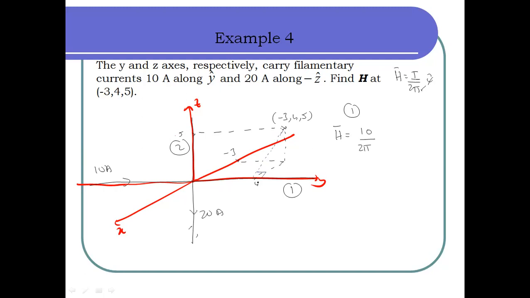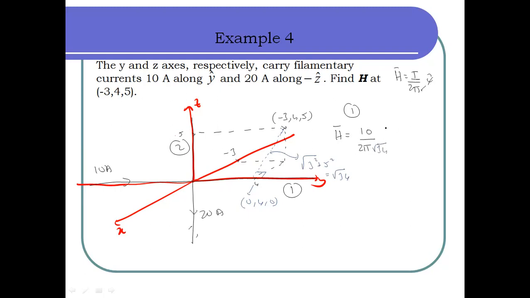The point on the y-axis that gives a perpendicular distance with the point of negative 3, 4, and 5 should be the point 0, 4, 0. That is the point that makes a perpendicular distance with the point of negative 3, 4, and 5. So the distance between the point 0, 4, 0 and negative 3, 4, and 5 is given by square root of 3 squared plus 5 squared, which gives us square root of 34. So R should be equal to square root of 34.